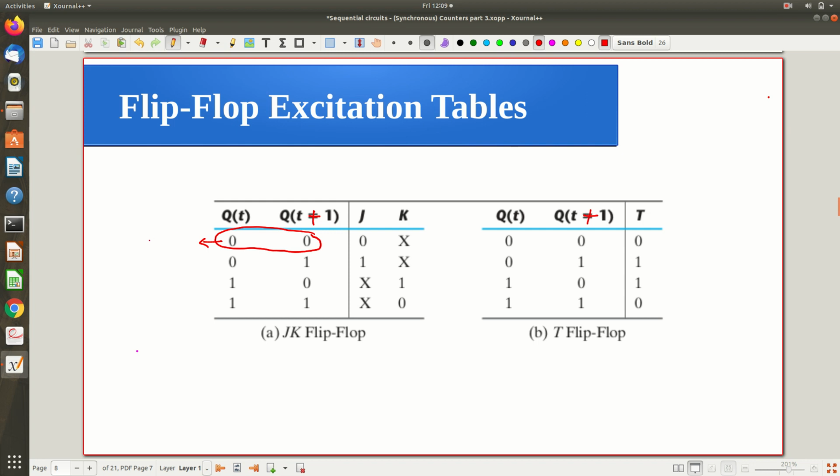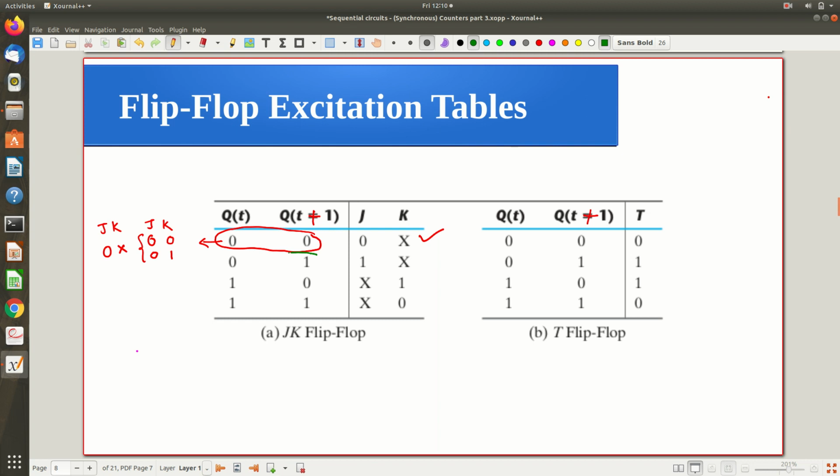One thing is you just apply J equal to 0 and K equal to 0, that will retain the information. Another thing you can try is J equal to 0 and K equal to 1, so that the circuit will reset, and you will get this 0. So both are fine. Together you can write it as J equal to 0 and K can be 0 or 1. That is why this don't care is coming. Okay, clear.